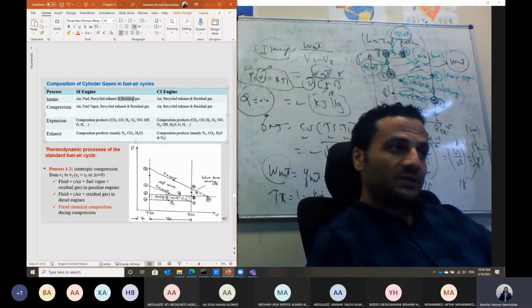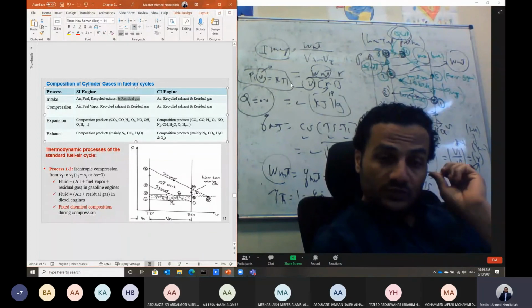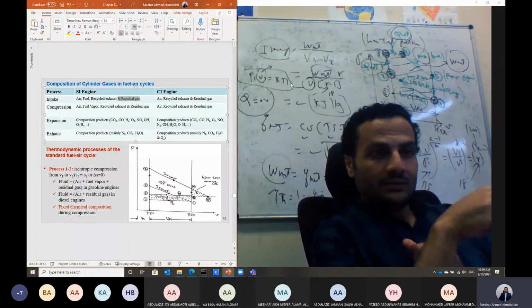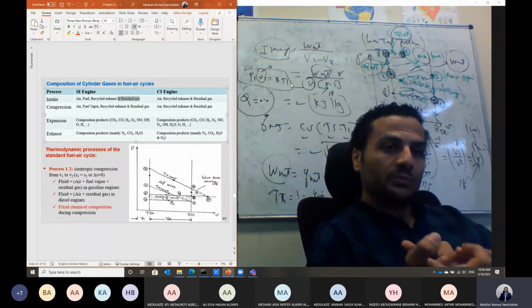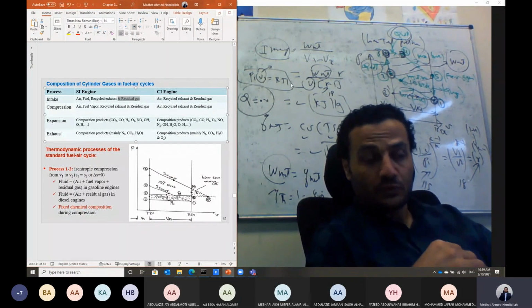Also, we may have some exhaust gas recirculation. In some engines, to reduce the temperature of combustion, we take part of the exhaust gases and return it back to the intake manifold to lower the combustion temperature. In this case, we can lower the emission of NOx. NOx emissions are created at high temperature.